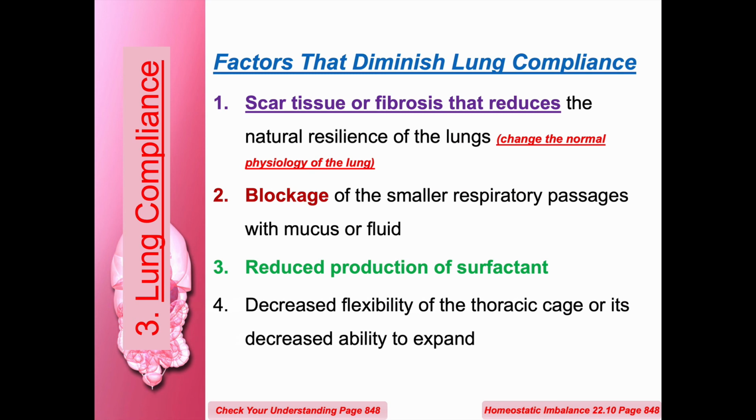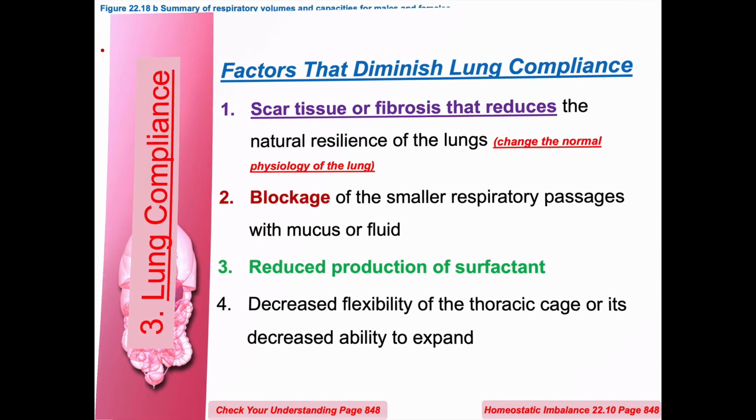Reduced production of surfactant can take place in people who are chronic smokers. Blockage of respiratory passages takes place in bronchial asthma. Scar tissue can form in tuberculosis infection, lung abscess, or any other disease that affects the lung. These are all the factors that decrease the efficiency of lung function.